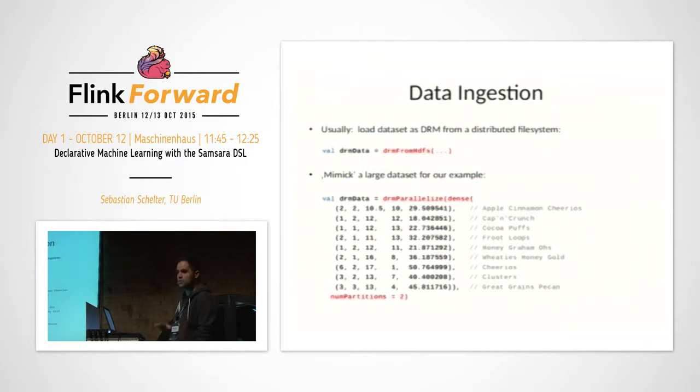Now, the first thing that you would do if you would use Samsara to approach this use case is you would load your data set as a distributed row matrix from the distributed file system. So it would look like this. There is this DRM from HDFS command. In this example, we just mimic this. We use this DRM parallelize command that just lets us take an in-memory matrix and put it into the cluster. So we start with that matrix that represents our data set.